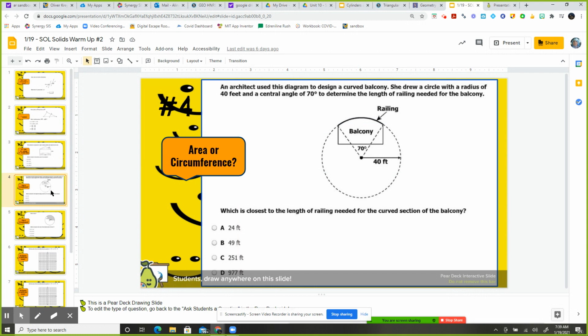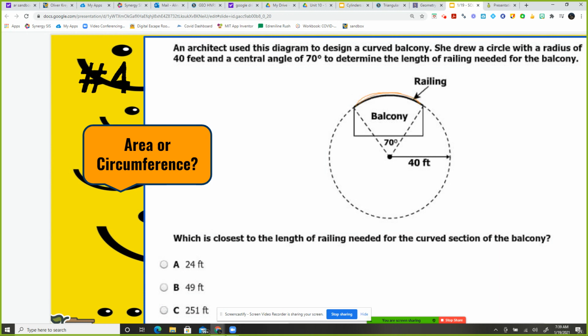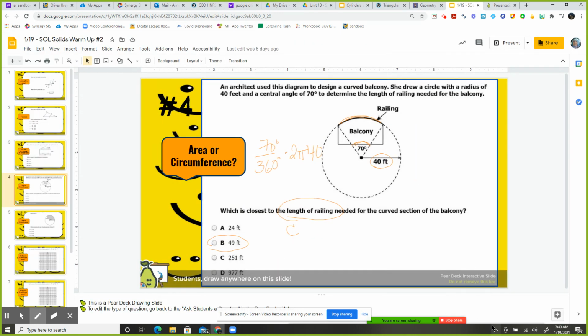Question number 4 is going to be the part divided by the total. So the part is this balcony, which means that's 70 degrees. So 70 degrees divided by the total of 360. Remember the 360 always goes in the bottom. And then we need the length of railing. So length is circumference. So that's times 2 pi, and then the radius is 40. You put all that into the calculator, and I think you get 49. Is that correct? Anybody get 49? Okay.